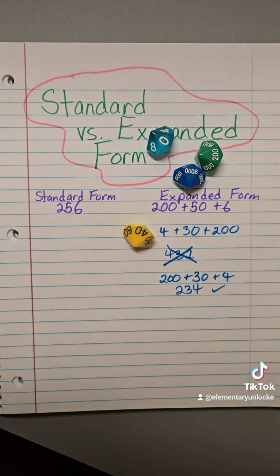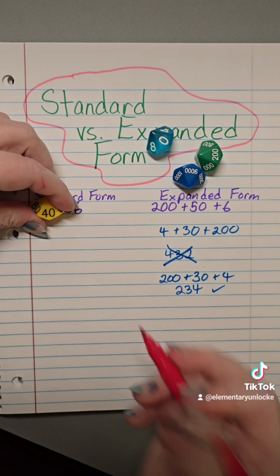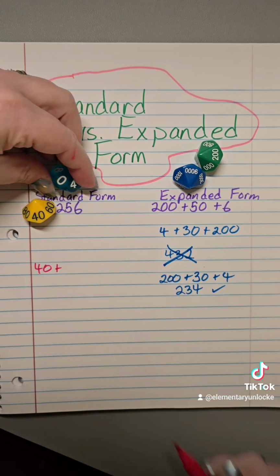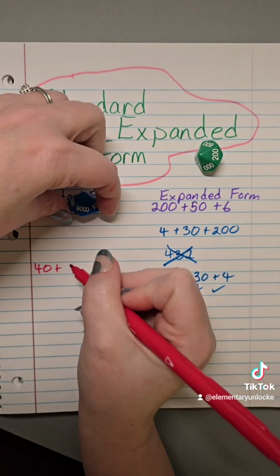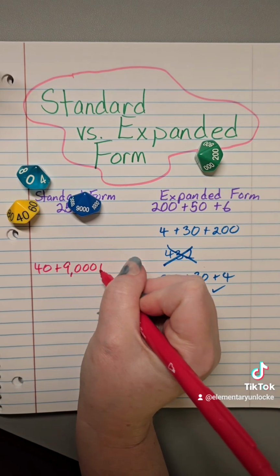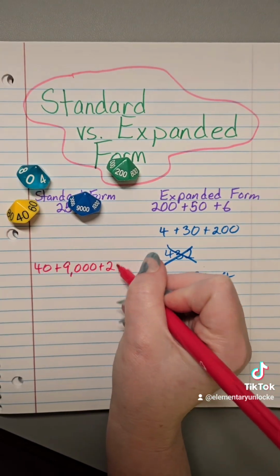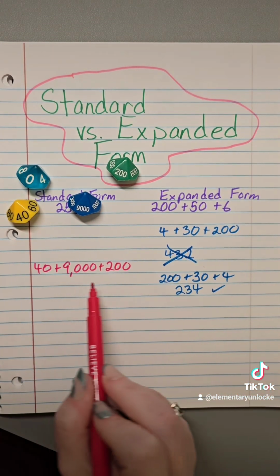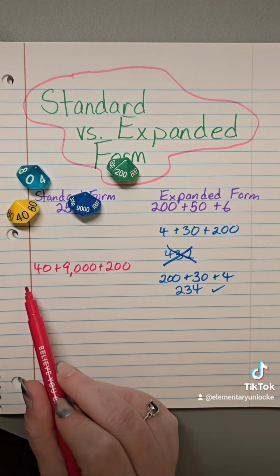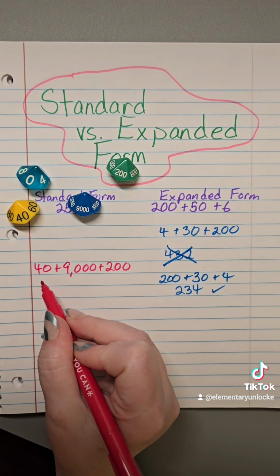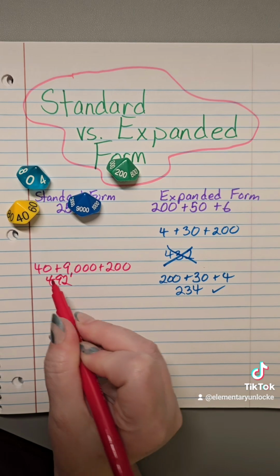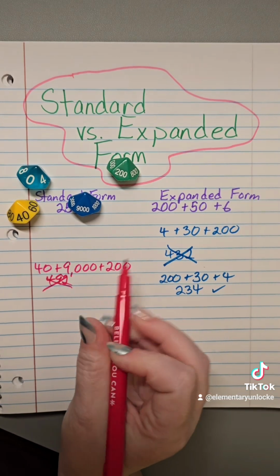They could scramble them up. We've got 40 plus 0. Ooh, so we get to leave that one out. 9,000, that's a big one. And 200. So this gets confusing because there is no ones place. So a student might look at this and say, okay, we're going to do 492 and call it a day. They're just grabbing numbers. That is not it. You need to put them in order.